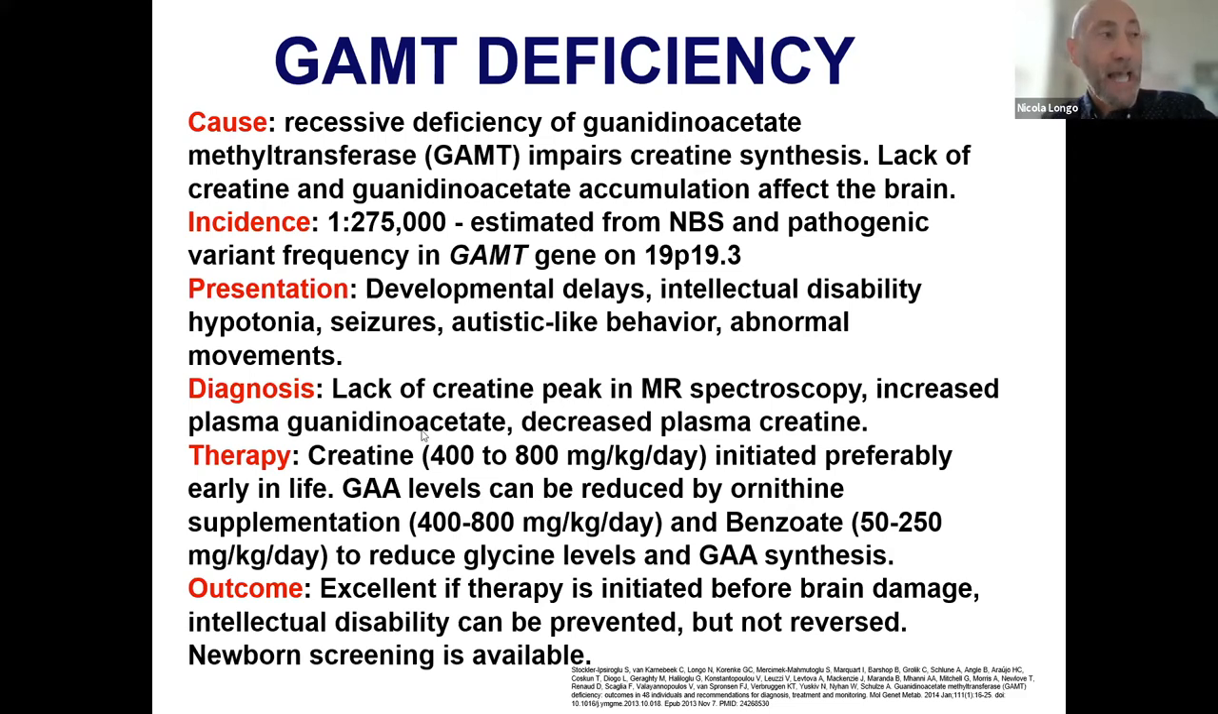And the therapy that we currently have is the administration of creatine and then the administration of other chemicals, in addition to restriction of arginine supply, to limit the synthesis of guanidinoacetate. We know that the therapy is effective if started early in life, because some people have been treated at birth, and they have done, I would say, remarkably well.